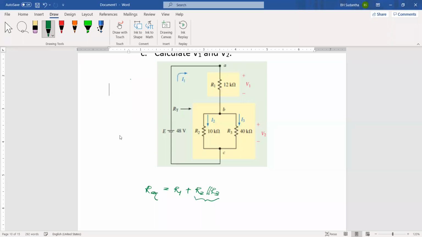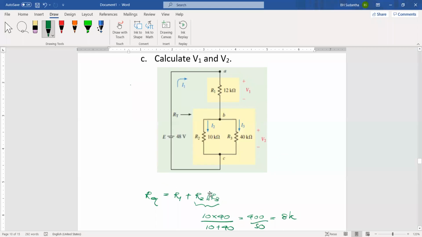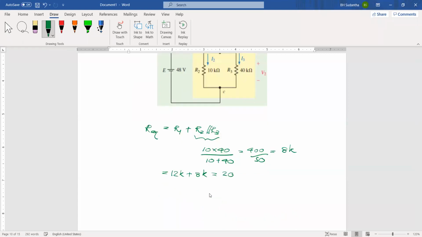Then the resistance of this part is 10 times 40, which is 400, divided by 10 plus 40, which is 50. Then it's 8 kilo ohm. Here R1 is 12K and this is 8K. The total equivalent resistance is 20K.